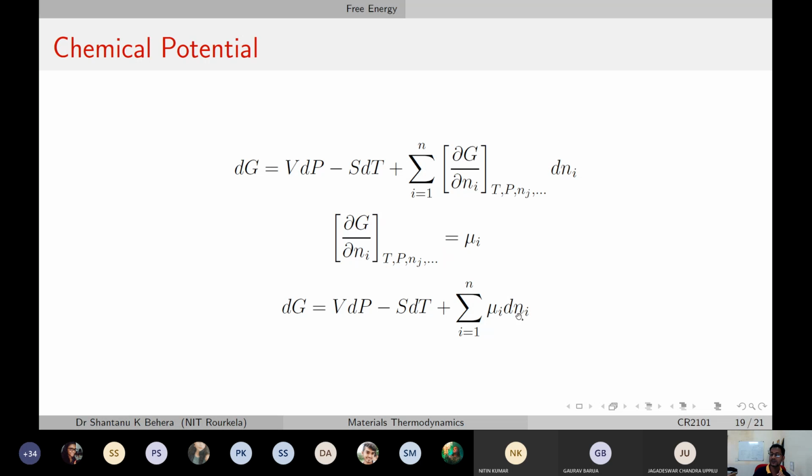And this dn is the change in the number of moles, and I is the type of material that you're changing. It's component 1 or component 2 or component 3 and things like that. So this eventually gives you the total change in free energy of the whole system, while considering all the available components in the system.